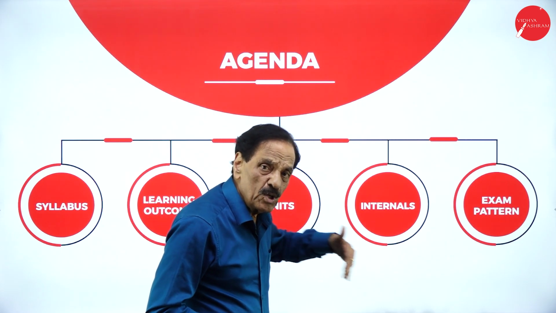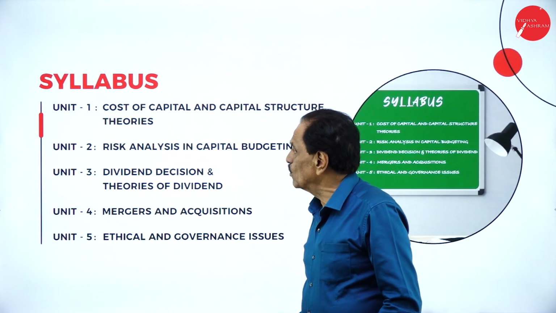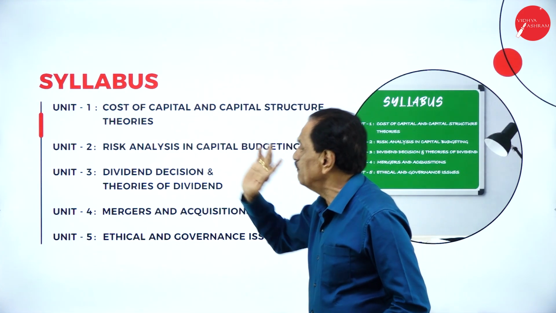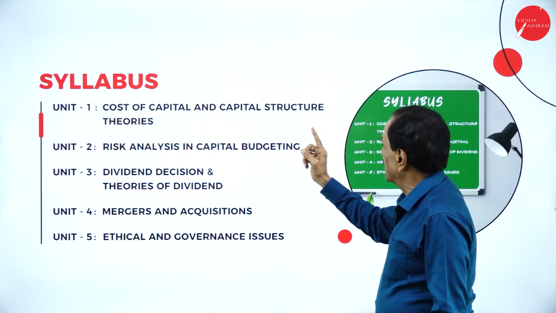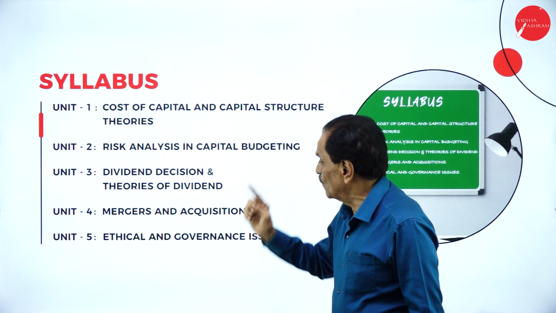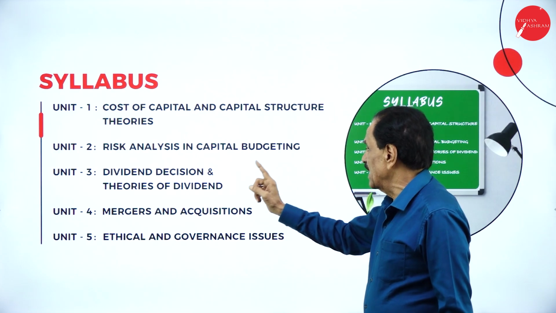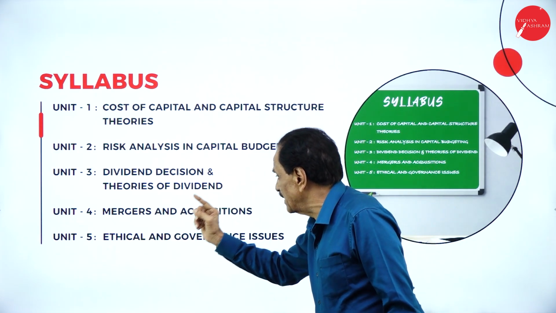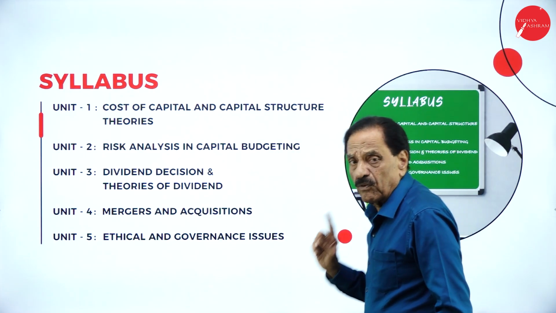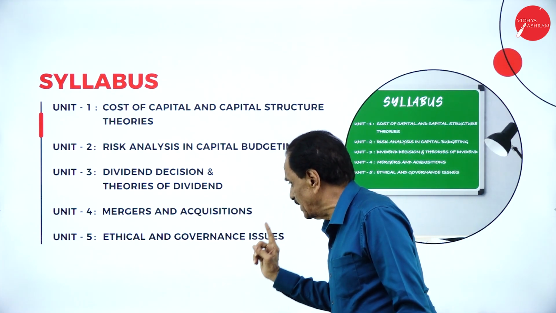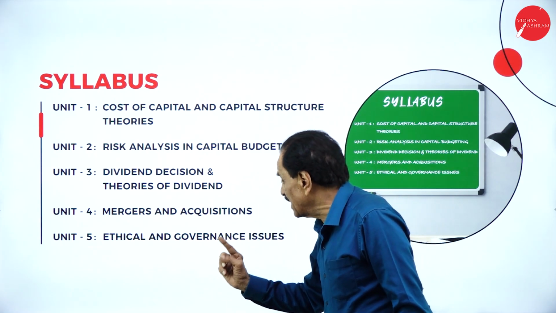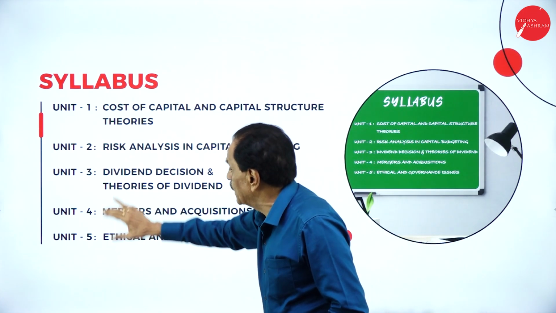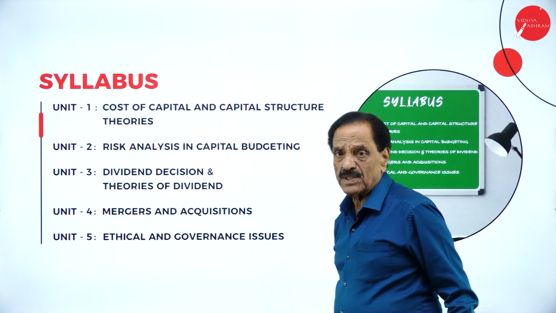I'm going to explain each one slowly. The syllabus: Unit 1, cost of capital and capital structure theories. Unit 2, risk analysis in capital budgeting. Unit 3, dividend decision and theories of dividend. Unit 4, mergers and acquisitions. Unit 5, ethical and governance issues. These are the five units framed for the 5th semester BBA syllabus.